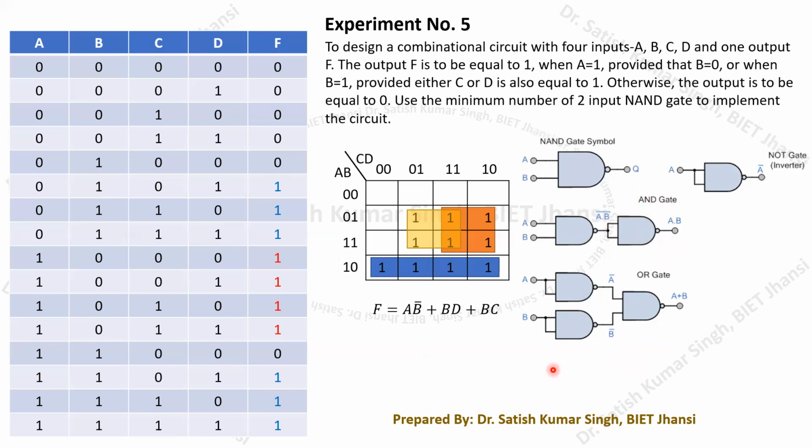So now once we understood this, we can see that to implement this particular circuit, we have to perform the AND operation. First of all, we have to obtain this B complement, which has to be implemented by the NOT gate operation using the NAND gate. Then we have to implement the AND function between A and B bar. Then here we have to implement B and D, then B and C, and then we have to implement the OR function between all of them.